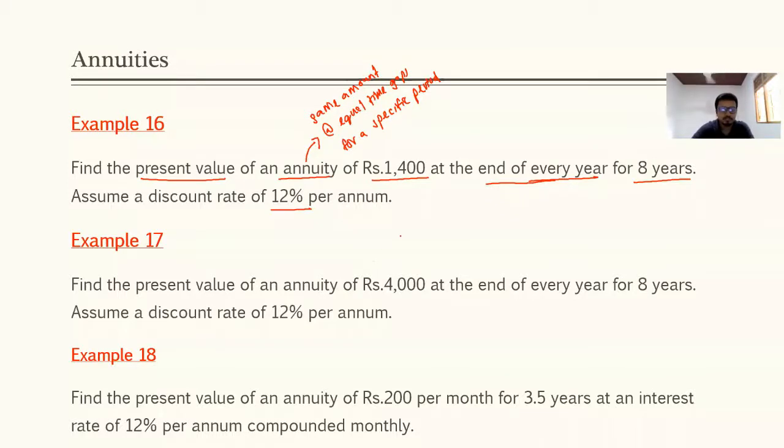Example number 70. You find and tell me the answer here. Find the present value of an annuity of 4,000 at the end of every year for 8 years. Assume a discount rate of 12% per annum. Similar to example number 60. Quickly find and tell me the answer here. We need to find what? Present value of an annuity. We know the periodical payment, we know the value of N, and we also know the discount rate.